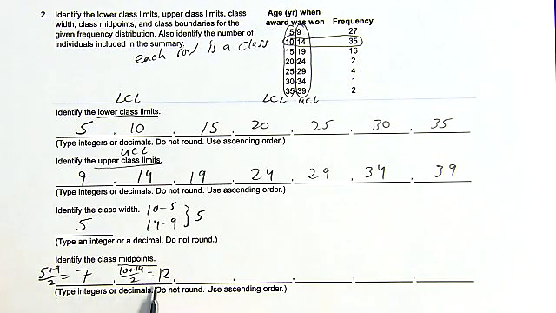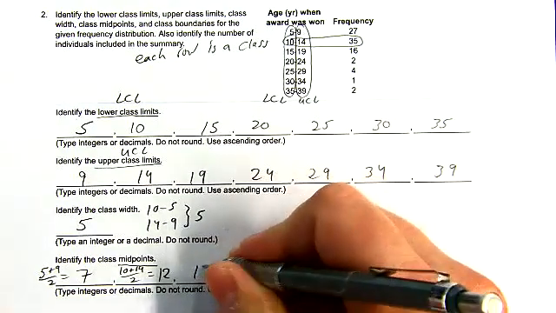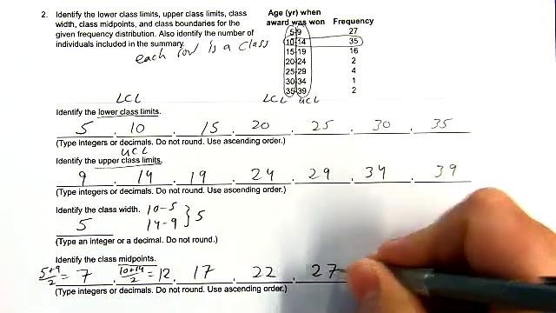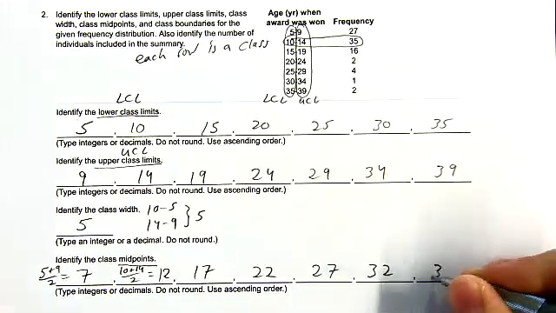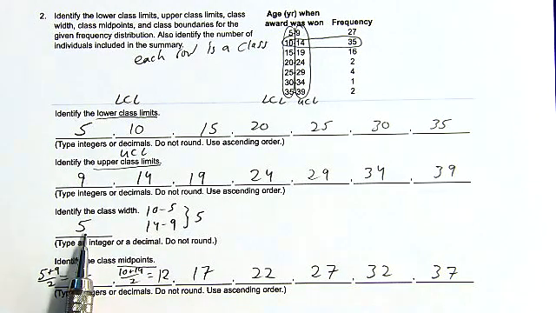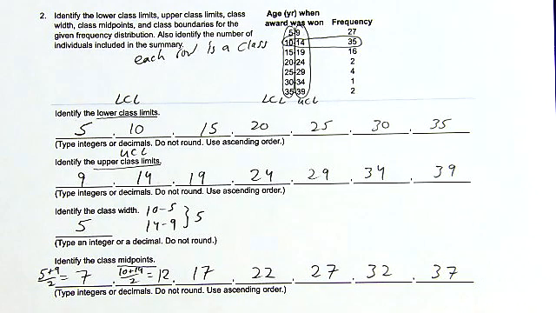Now just add 5 to each one. 7, 12, 17, 22. Stop me if I make a mistake. 27, 32, 37. Sure. Yeah, so whatever this width was, these will also increase by that number. So yeah, you can definitely save yourself some work if you see that pattern.